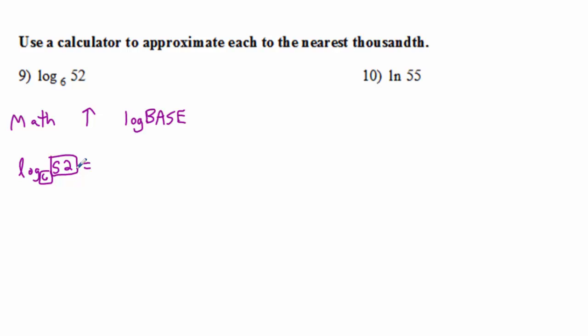And then someone needs to tell me what that is. 2.205? Thank you. Okay, so keep in mind it does specify to round to the nearest thousandth, and that's the third decimal place. So that's what we rounded to.